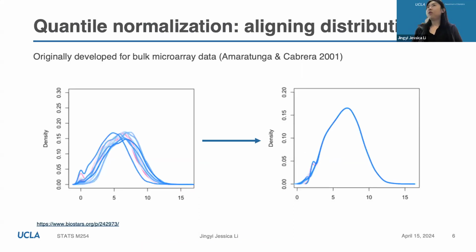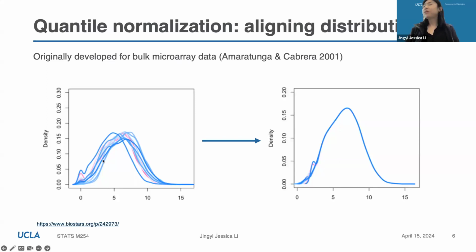Okay, but before we move on to the next step, I want to introduce a very widely used technique, but not in single cell data. For bulk data, this is called quantile normalization. And quantile normalization was first developed for bulk microarray data back in 2001, and has then been used for bulk RNA-seq data, but not so much for single cell RNA-seq data. So I want you to think about why this might be the case. What does quantile normalization do?